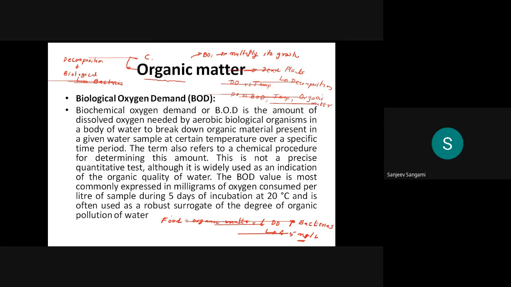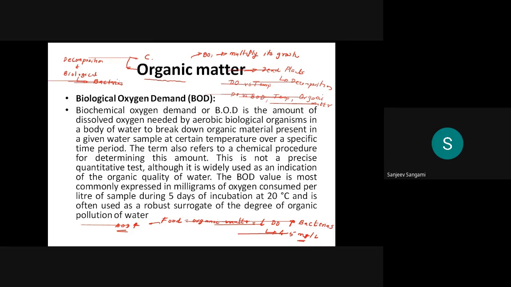So if more food is there, which is equivalent to organic matter, it is responsible for decreasing the dissolved oxygen and increasing the bacteria. This is irreversible to the environment. Organic matter is equivalent to, I can say, the BOD. If more food or more organic matter is there in the aquatic system, there will be an increase in the BOD. Then what exactly is this BOD?